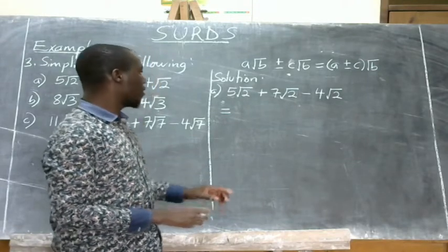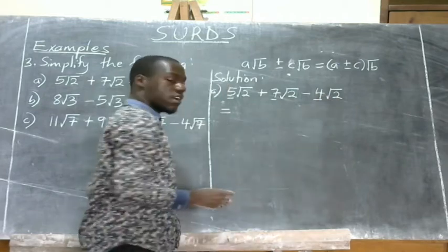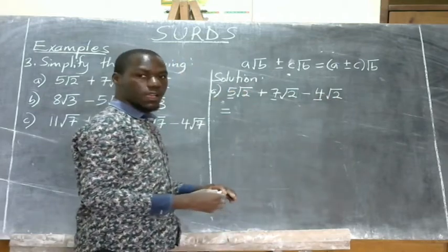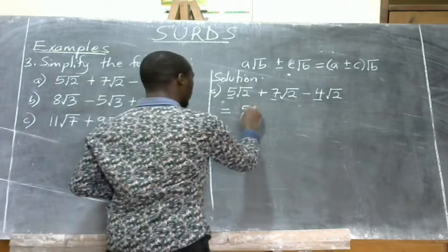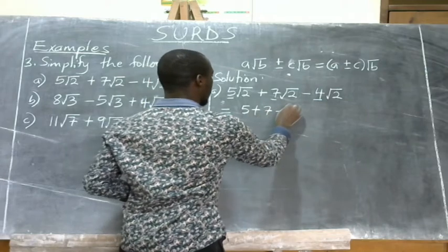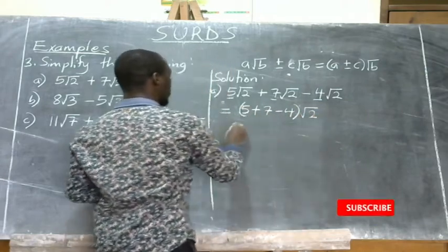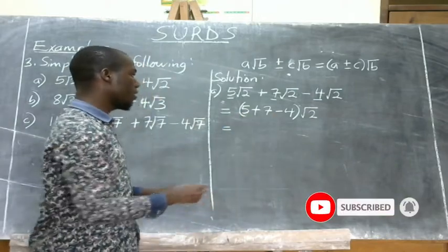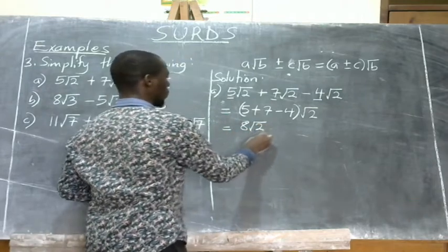Part A, we have said you get the coefficients there and then add or subtract them, and then you put the root outside the brackets. So this is 5 plus 7 minus 4 into root of 2. So when I compute those values inside the bracket, I'll be having 8 root of 2.